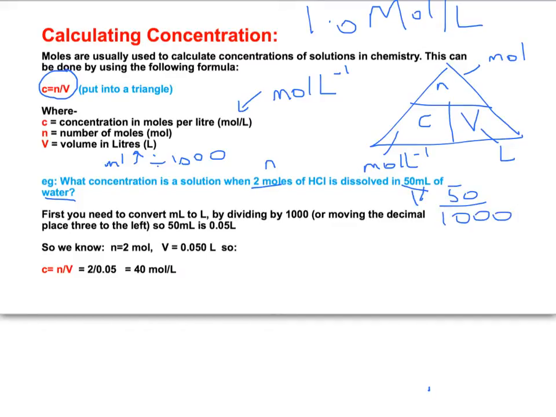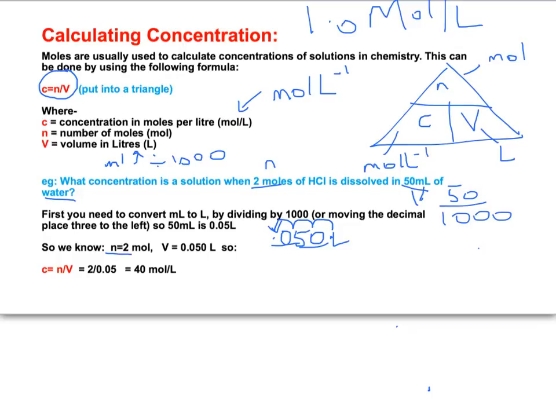You can do this by throwing that into your calculator, or simply going 50 mils, it's got a decimal point afterwards. To divide by 1,000, we just move that decimal place over to the left 3 places. So instead of 50, now we've got 0.050 litres. That would be 3 significant figures, 0.050.